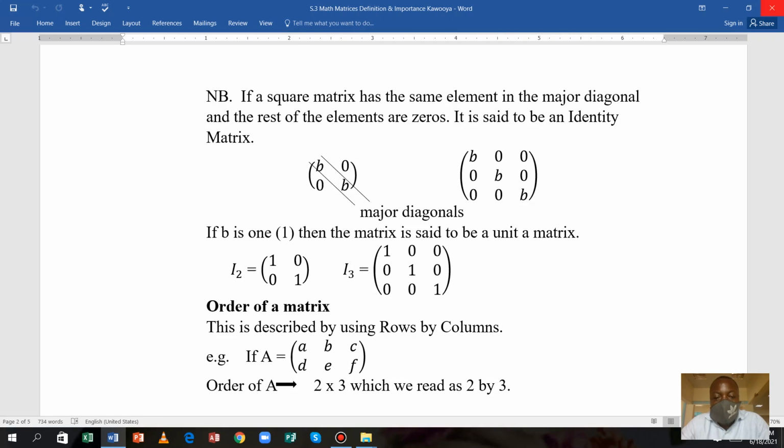2 columns and 2 rows. I3 stands for unity matrix of order 3. We have 3 rows and 3 columns.